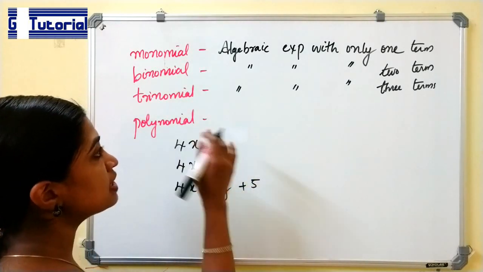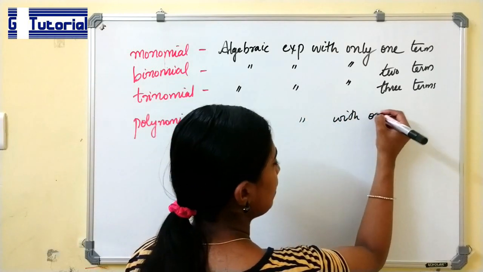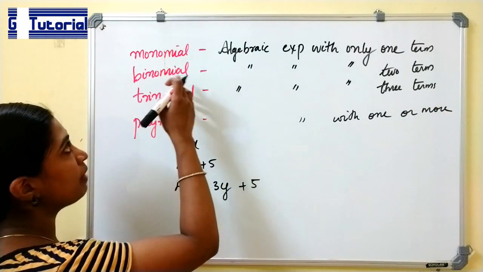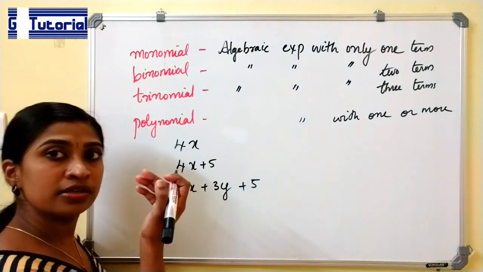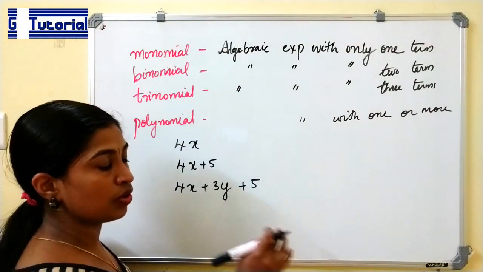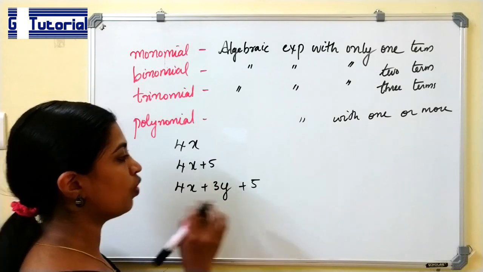And polynomial is an algebraic expression with one or more terms. So monomial, binomial, trinomial, etc. are polynomials. The general term to denote these is polynomial. So generally an algebraic expression is called a polynomial.